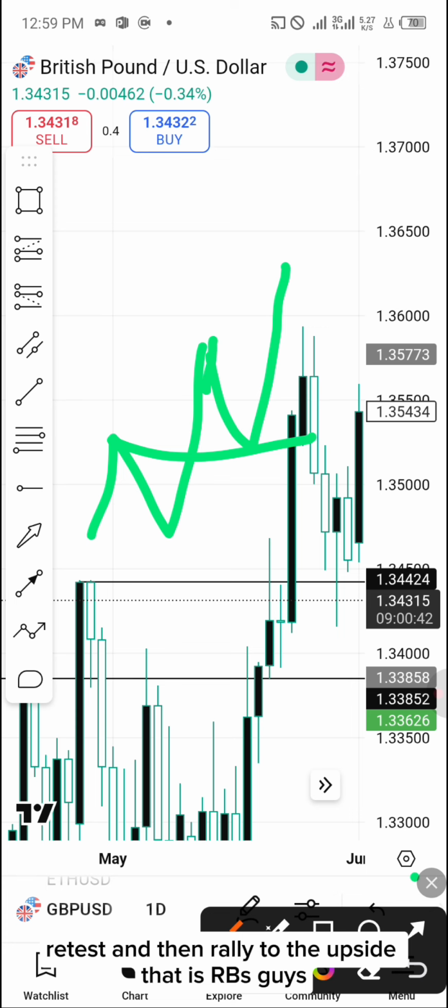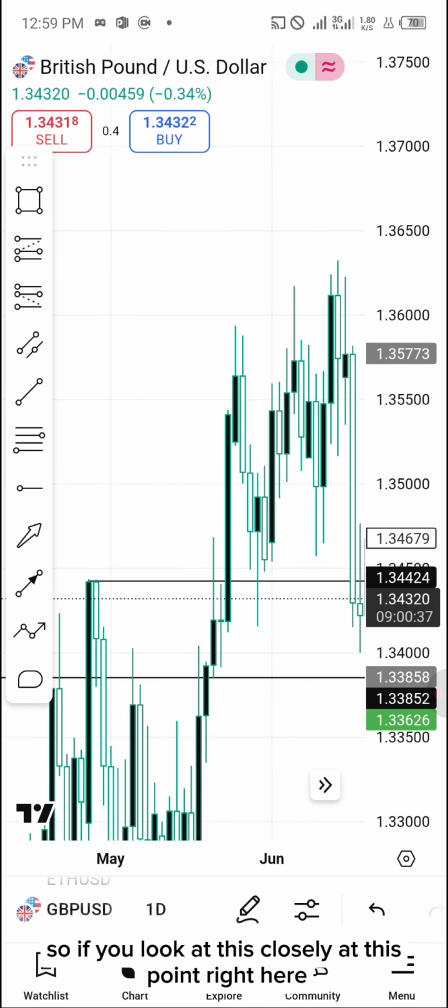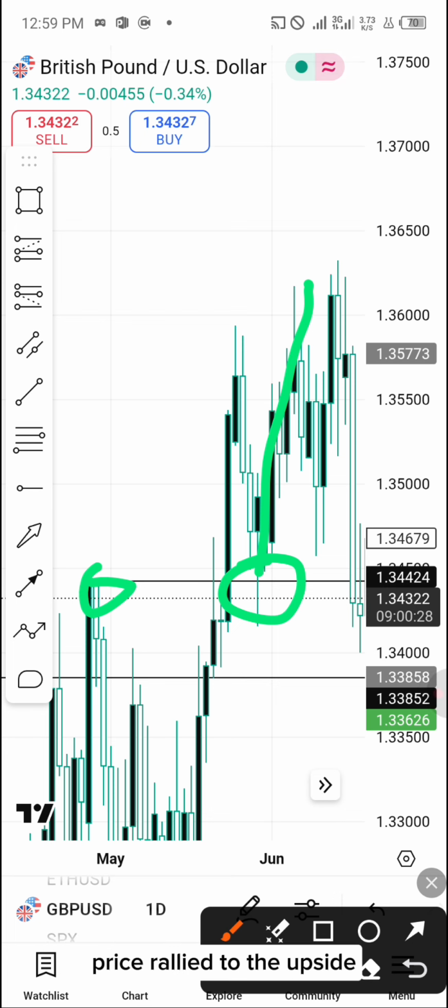That is RBS, guys. So if you look at this closely at these points right here, price rallied to the upside, guys. Price rallied to the upside.